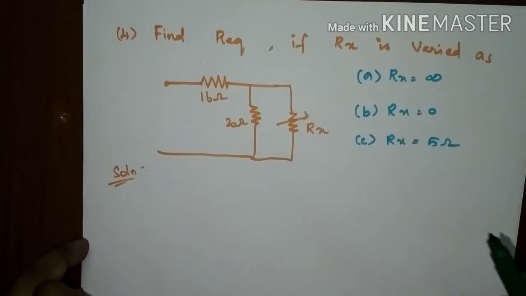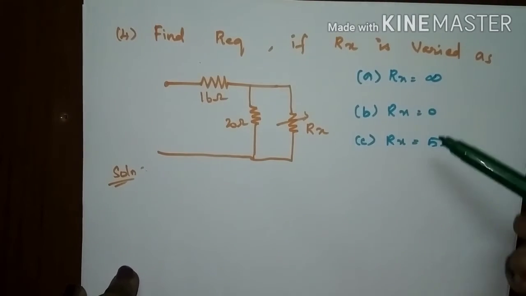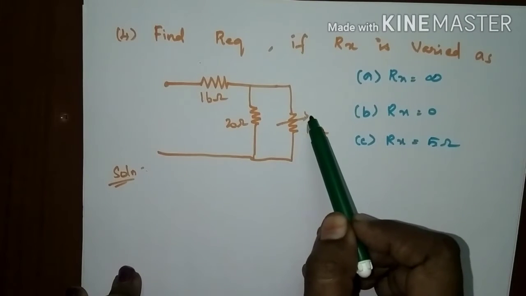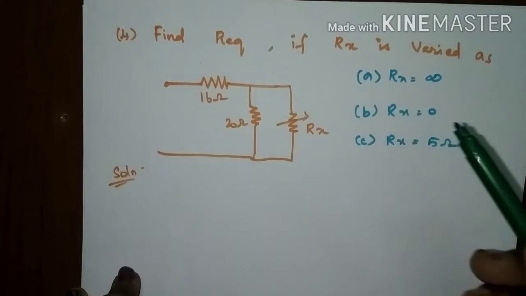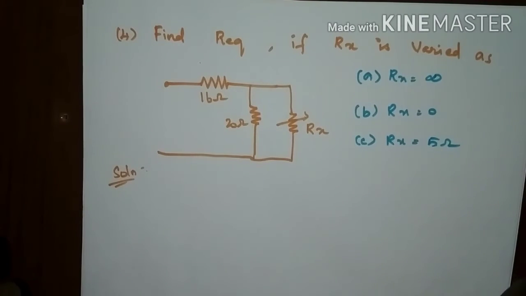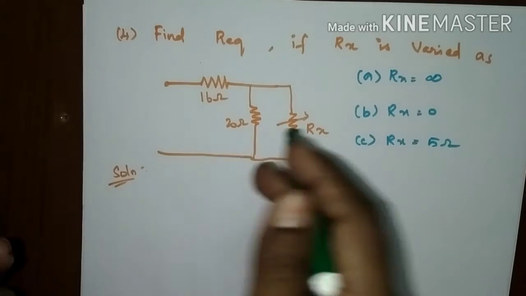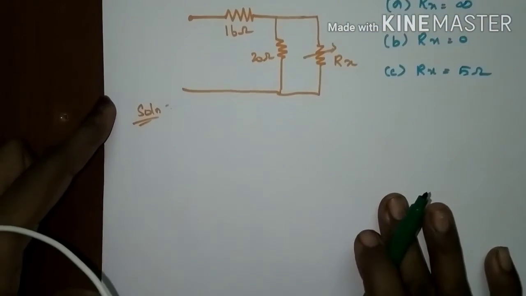See, in this problem, find the R equivalent if Rx is varied. They have given some subdivisions, that is, the resistance is variable: when Rx is equal to infinity, when Rx is equal to 0, and when Rx is equal to 5 ohms. We have to find the equivalent resistance of this circuit for these cases if Rx is varied. We can solve one by one, it is very easy.